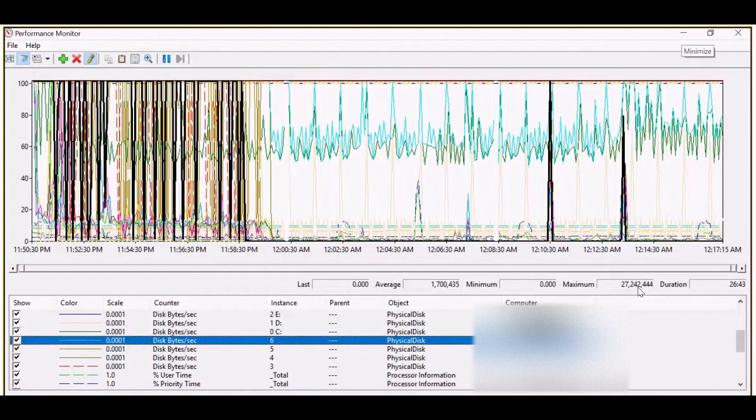A disk drive in a typical PC, with a SATA drive, can handle 60 to 75 megabytes per second with no latency. So 27 meg is not much data, and that's significant latency. So I would say to this customer, you probably need to have your storage system checked out by your storage vendor.